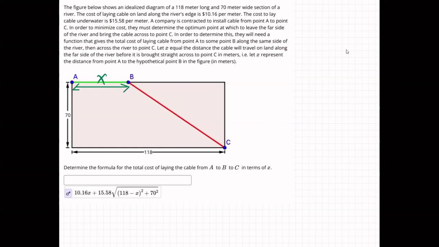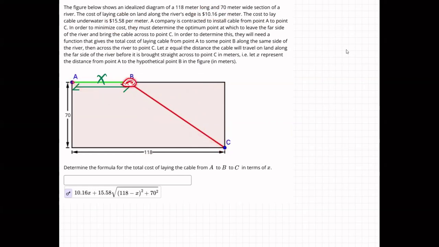So in other words, we're trying to find the point B. Where should they go? How far should they go before they go across the river? It's cheaper to lay cable over here when you're not doing underwater. It's only 10.16 a meter, whereas it's much more when you start going across the river. But you might think, well, just go all the way and then go straight across from the shore. Well, the problem is that's a lot more cable. That's probably not going to be the cheapest way to do it. And you think, well, just go straight diagonal, but that's all water. That's probably not the cheapest way to do it either.